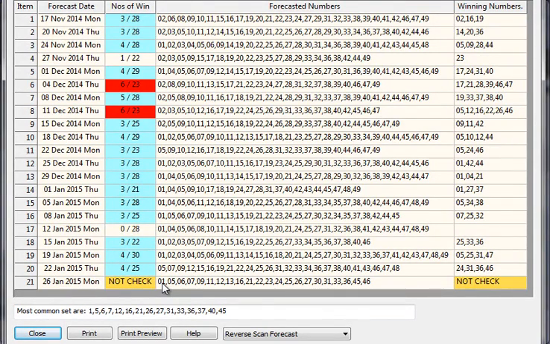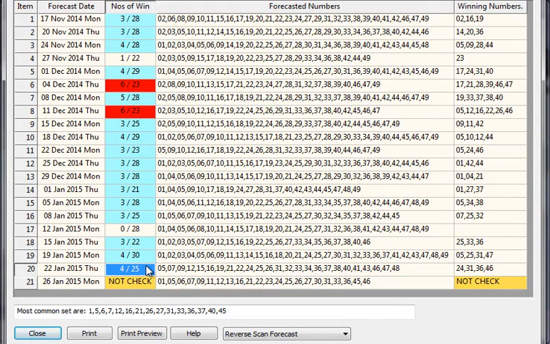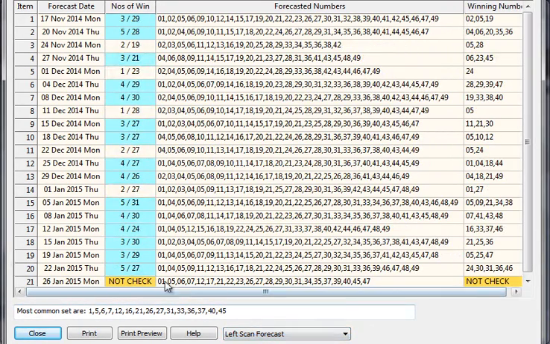29th of January. Please take note, these are meant for the 29th of January, which we forecasted on the 26th. Whatever we forecast for the 26th, we have got 25 numbers forecasted. We only got 4 numbers correct. Not bad. Now the left scan itself, of 27 numbers, we got 5 numbers correct.